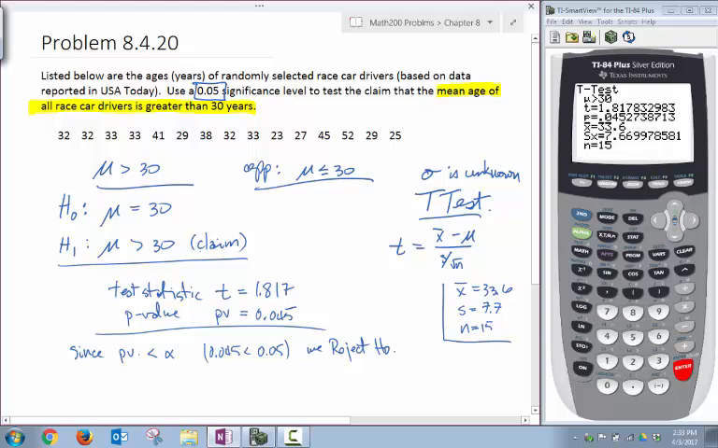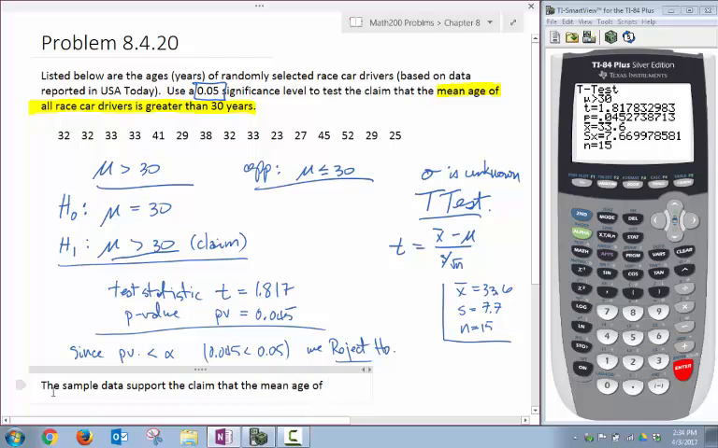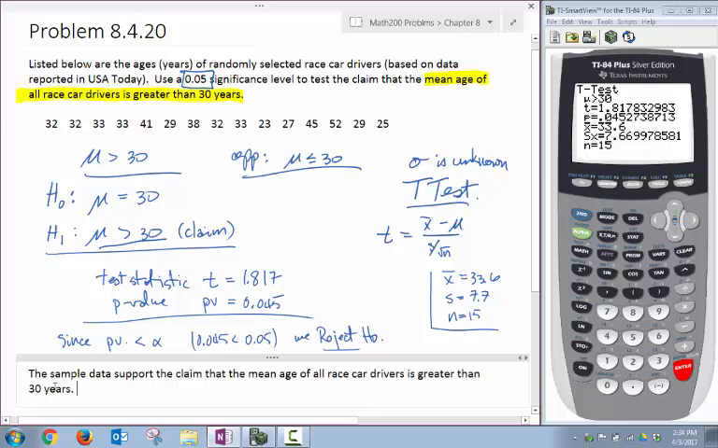Now we write our conclusion. We look at our claim. Our claim does not contain a condition of equality, and we rejected the null hypothesis. So we'll come to our conclusion by saying that we actually support the claim. So the sample data support the claim, and then we just write down the claim word for word, that the mean age of all race car drivers is greater than 30 years. Okay, so that's our conclusion, and I hope that helps.